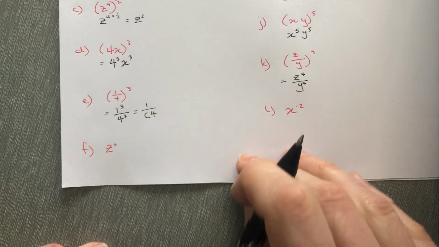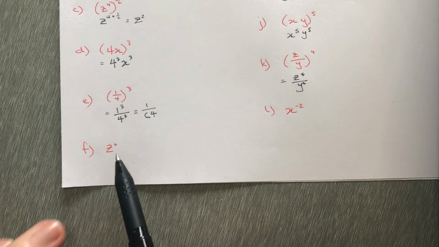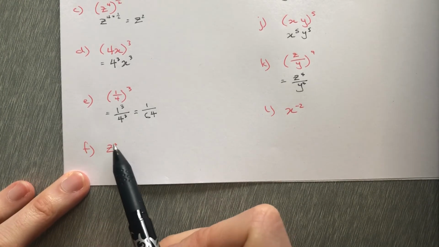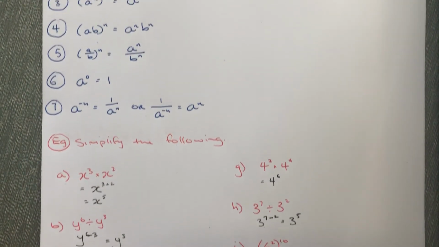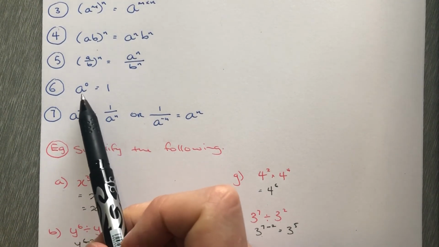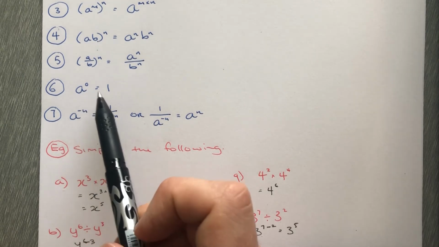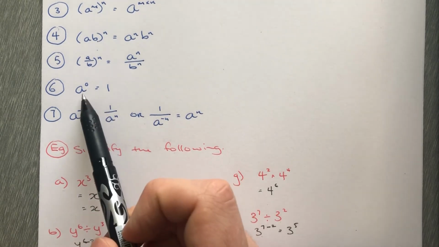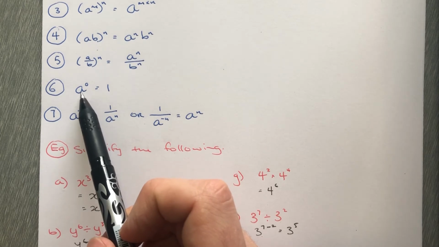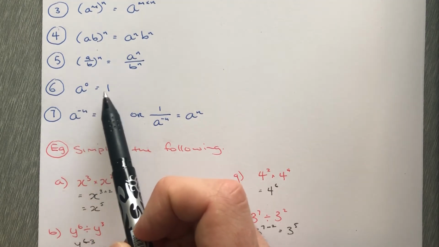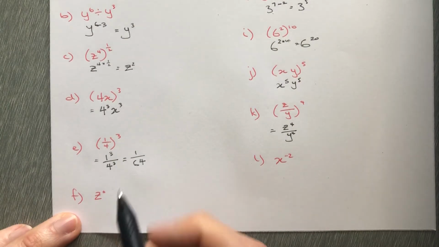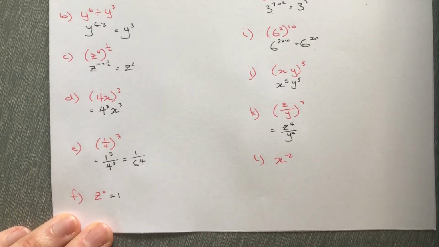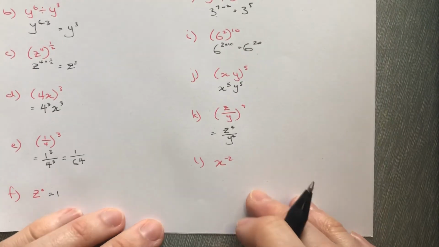Alright, now this one here, we've got a letter and it's to the power of 0. Let's go up here, letter or just a number or whatever, to the power of 0, and it equals 1. Now with this rule here, it doesn't matter what this base is. This base could be any letter, it could be any number, anything to the power of 0 always equals 1. Done.